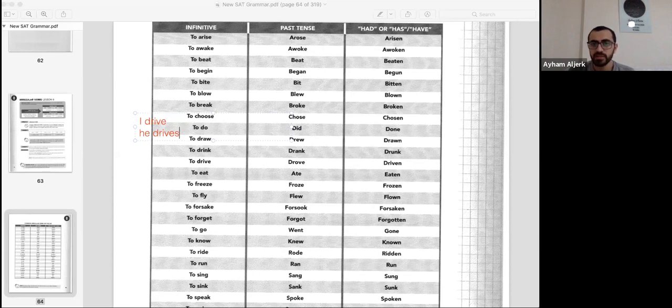But I'm just saying that in some verbs it changes. But the general rule is like this. We use drive in the infinitive form, drives with he, she, and it.